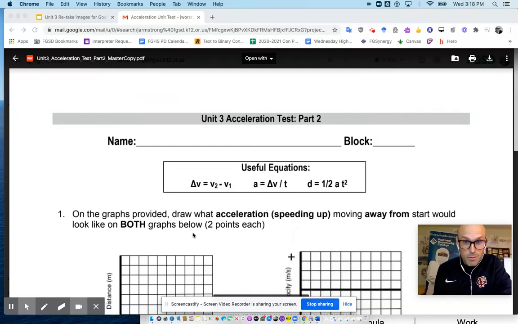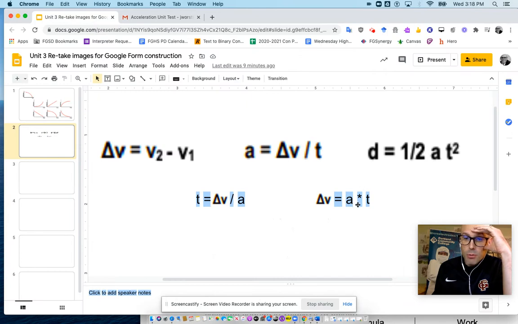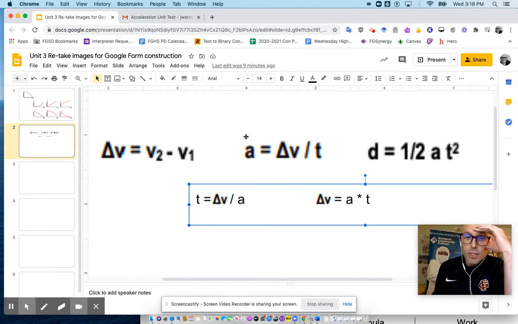Hey, it's me again. We're going to go over some more acceleration calculation problems. You'll see there are some useful equations. This was on part 2 of your exam. I added some more to the review, and you'll see they're just this acceleration equation rearranged.